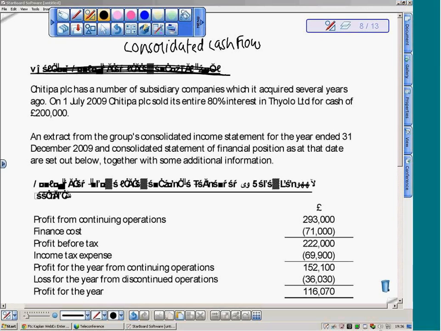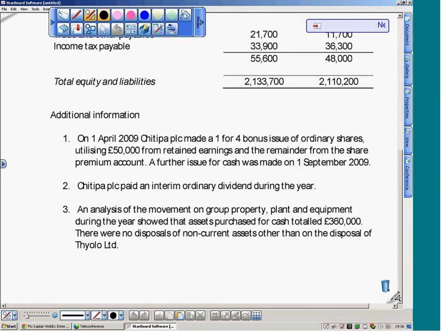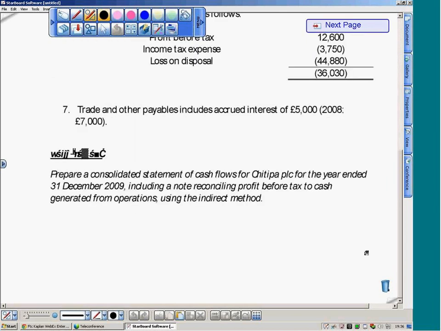Right. So what we're doing here is a consolidated cash flow question. What we're going to do is read the core requirements. With any question we attempt, the first thing we want to do is have a skip over the core requirement. We'll then get a feel for what the examiner actually wants us to do. So the examiner wants us to prepare a consolidated cash flow statement for the year ended December 2009, and to do the reconciliation note, since that is the indirect method.